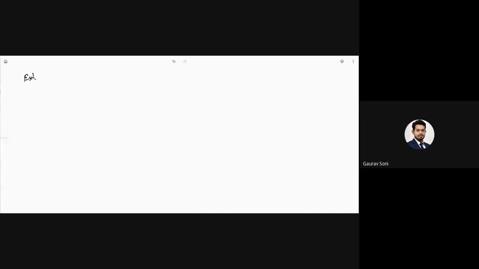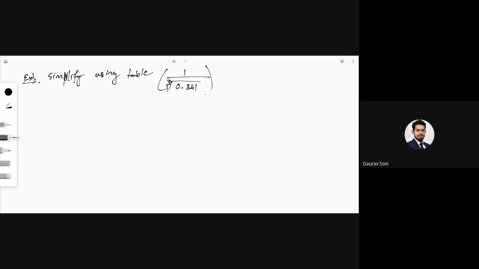So you can try one using table. Simplify using table: 1 upon cube root of 0.341. So you can try this.